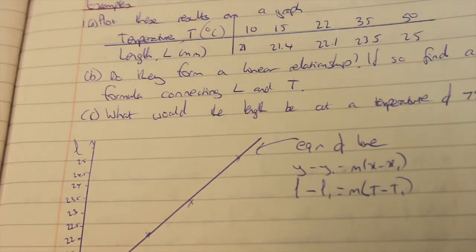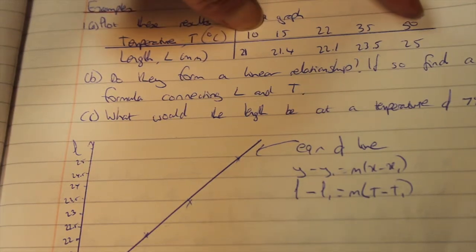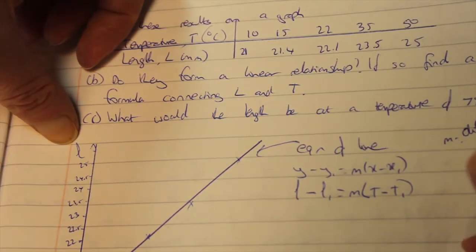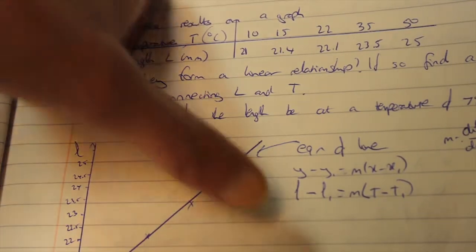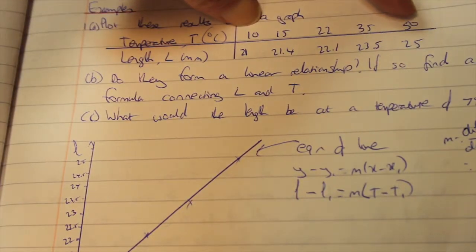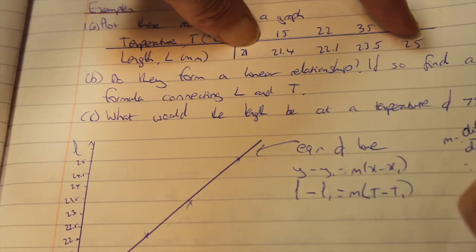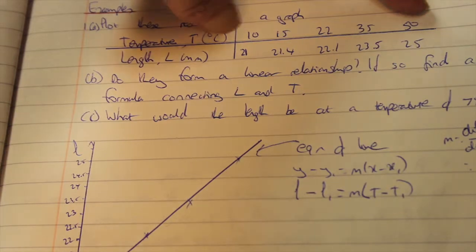I'll just take it from my table here, take any two values. So the m is difference in y's, but your y's are L's. So difference in L's over difference in x's. Your x's are T's. So pick any 2 points from your table. The difference in the L's is 25 minus 21. The difference in the T's is 50 minus 10. So the gradient there is 4 over 40, which is a tenth.